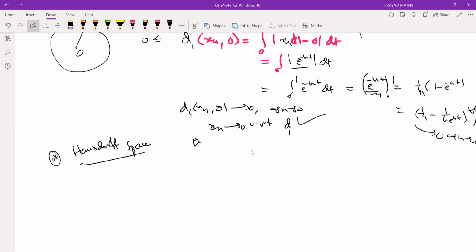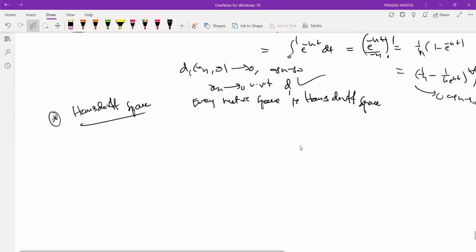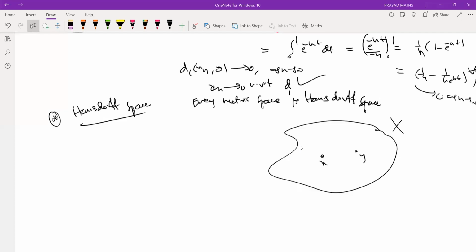Every metric space is a Hausdorff space, a T2 space. Why? Because what do you mean by Hausdorff? You give me any two distinct points in my metric space. We can separate them by two disjoint open sets, by taking the radius very small.